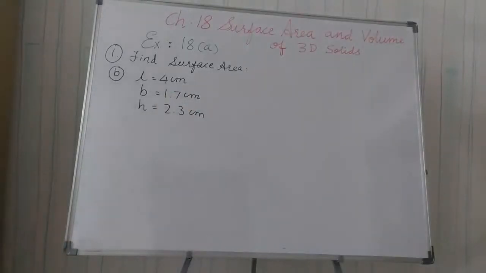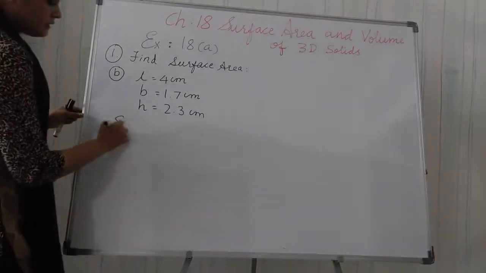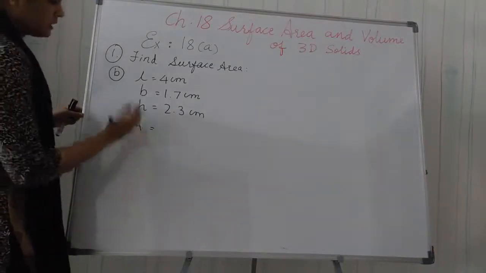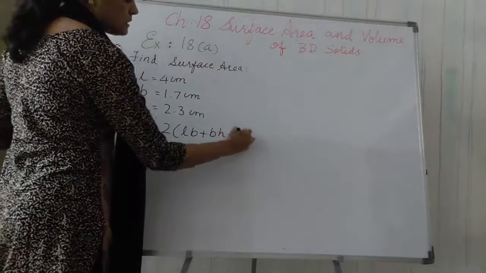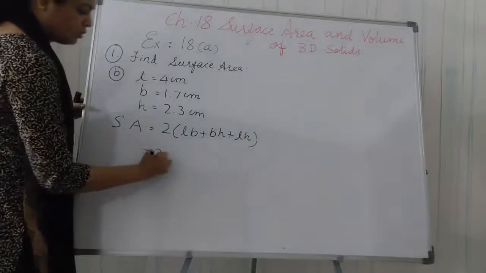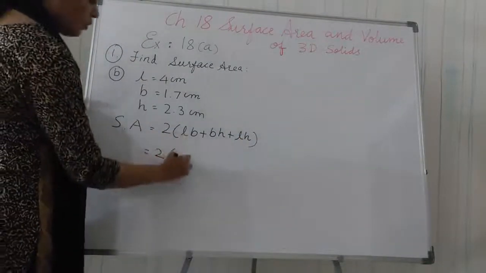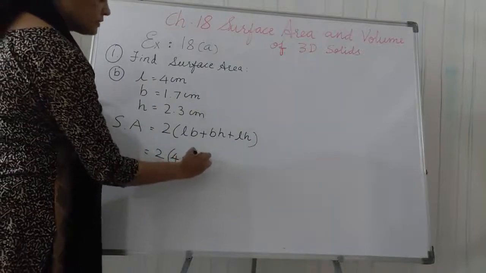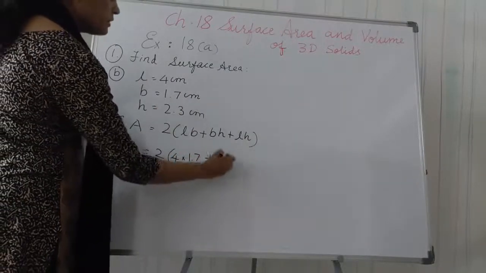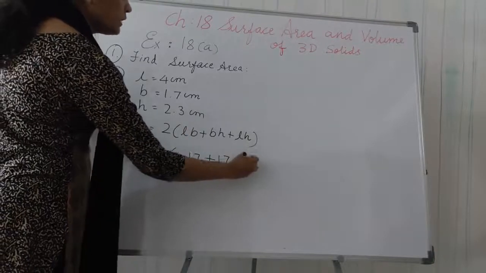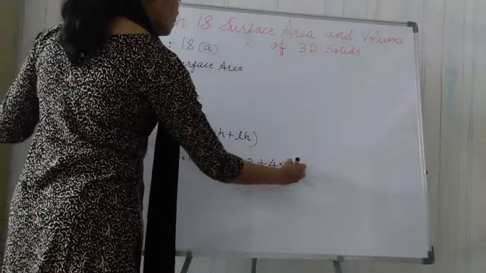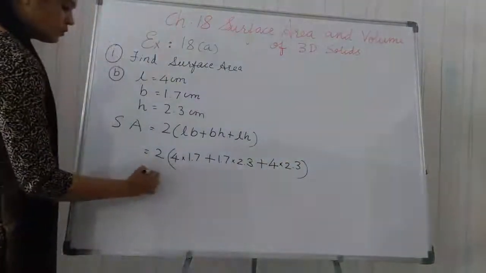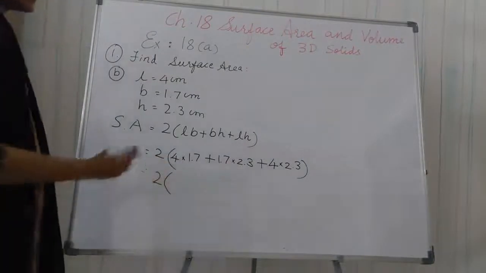So let us apply our formula for the surface area of a cuboid. I am writing surface area as A. Surface area is twice LB plus BH plus LH. Then 2 outside only, length is 4 and breadth is 1.7. Then breadth is 1.7 and height is 2.3, plus L into H, that is 4 into 2.3. So this way, students, in the bracket, first of all let us solve.